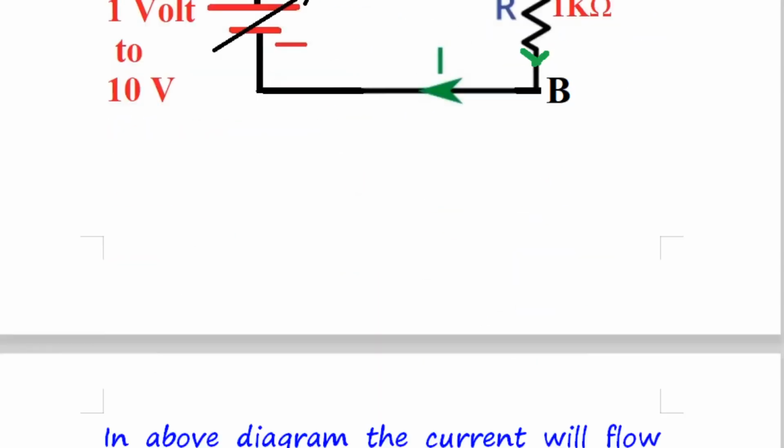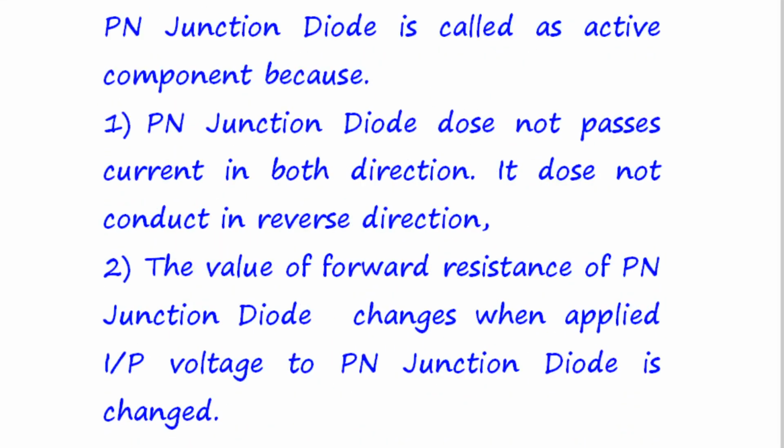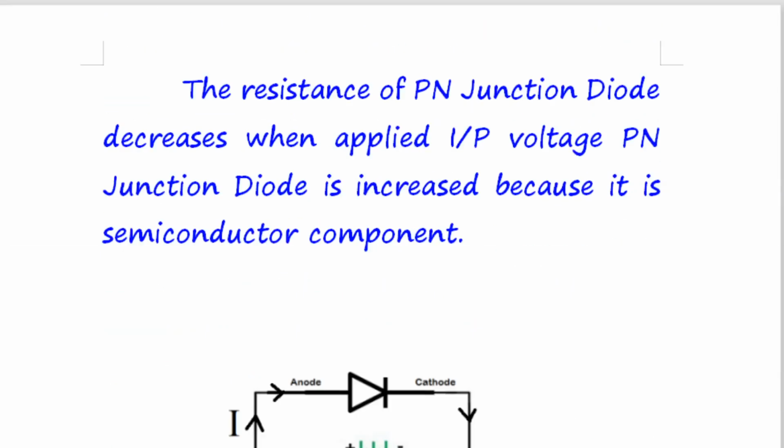In case of a PN junction diode, the second parameter is very important. The value of forward resistance of the PN junction diode changes when the applied input voltage to the PN junction diode is changed. As applied input voltage increases, the resistance of the PN junction diode decreases, because the PN junction diode is a semiconductor component.